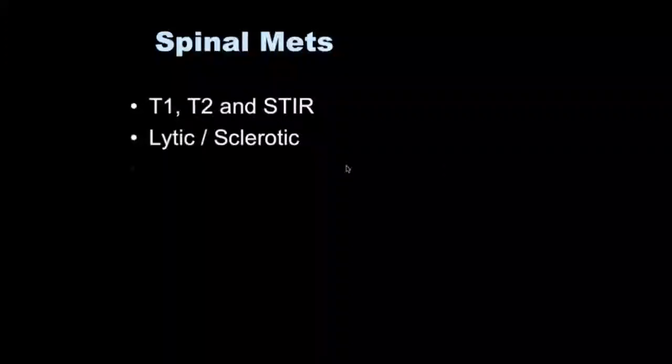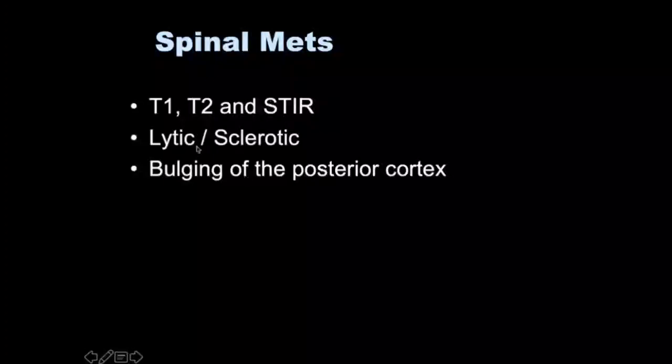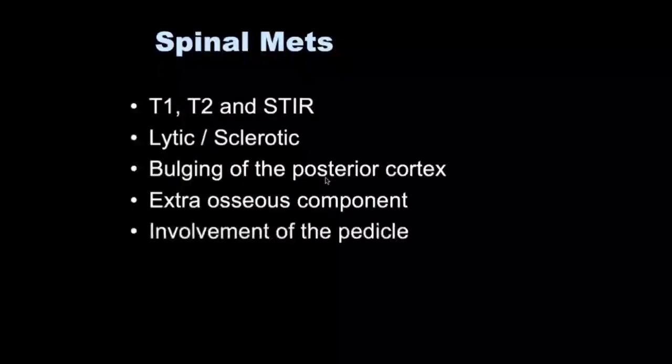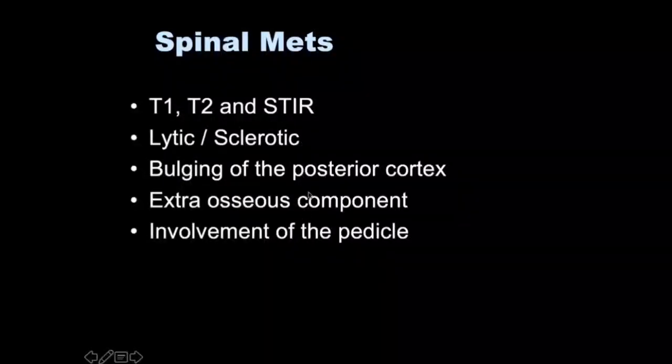It could be lytic or sclerotic. The way we differentiate it from the other pathologies is there will be bulging of the posterior cortex of the vertebral body. There could be an extraosseous soft tissue component and involvement of the pedicle. So these are the three signs that we look for whenever we see a marrow signal abnormality within the vertebral body or in the posterior elements, to suggest in the report whether this could be related to spinal metastasis or not.